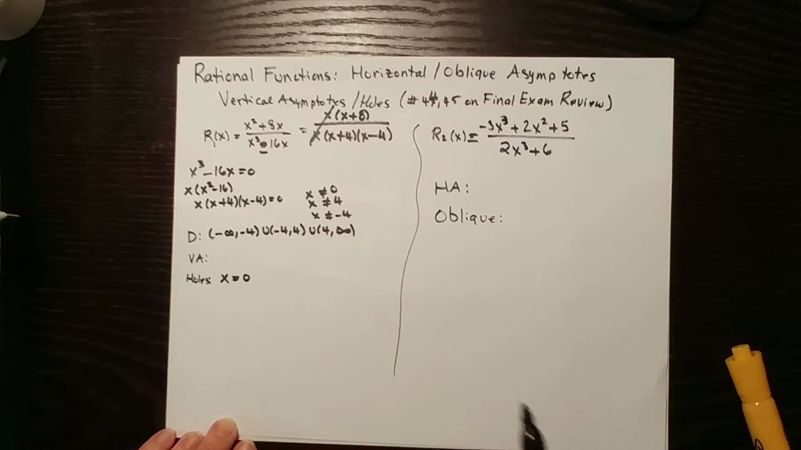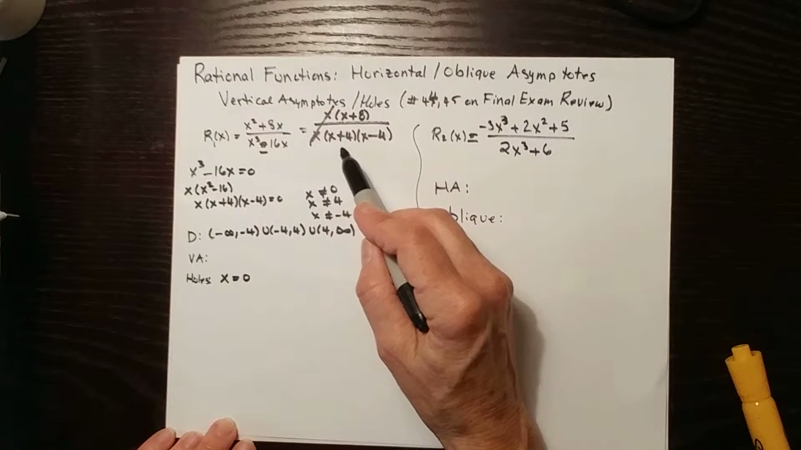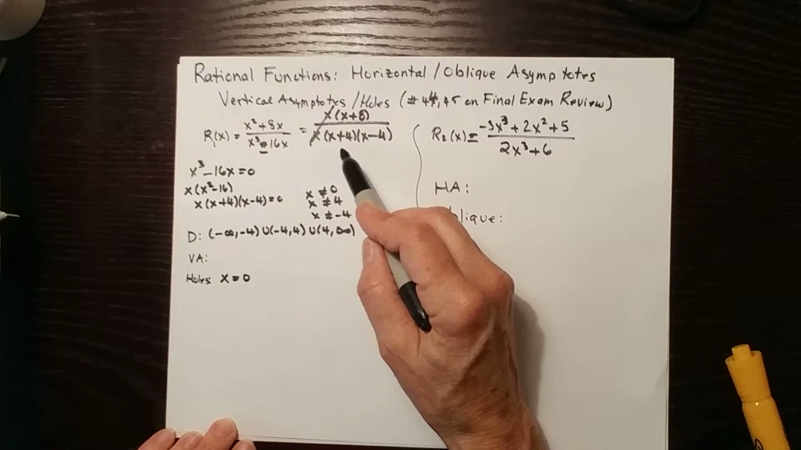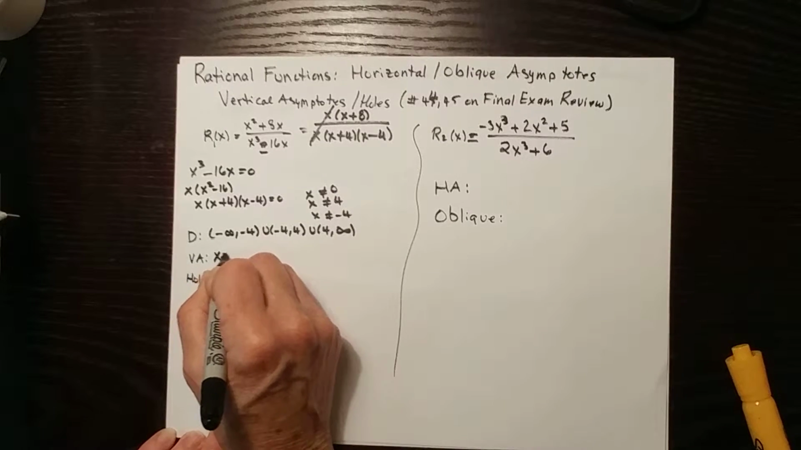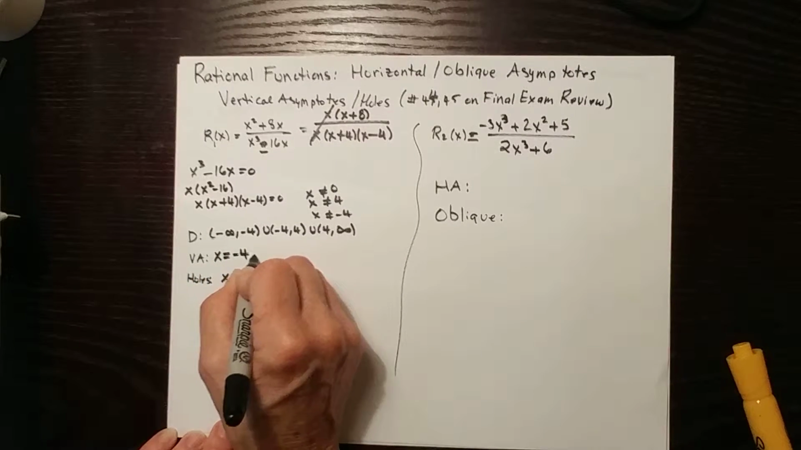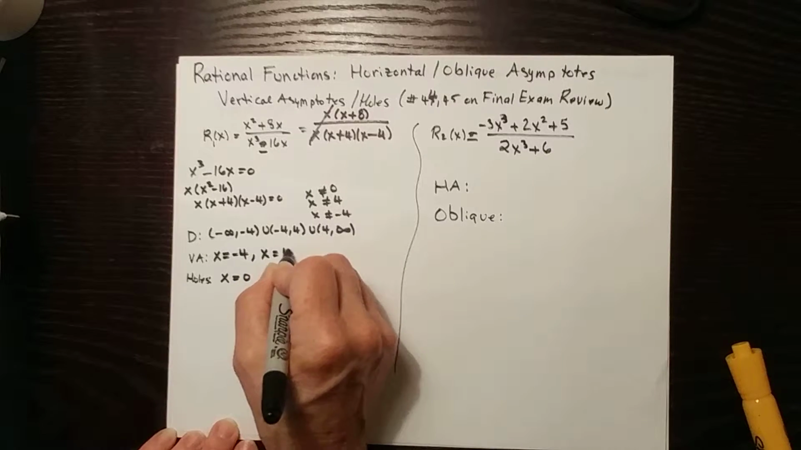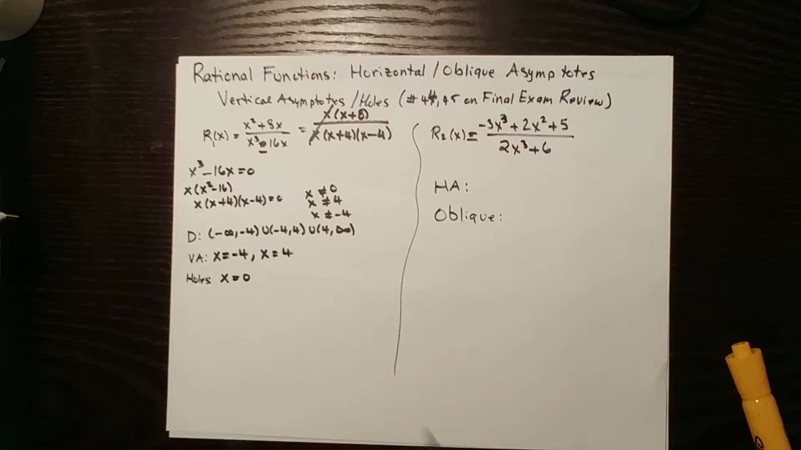The other two values that we did not discard are where you get your vertical asymptote. So this function has a vertical asymptote at x is equal to negative 4 and at x is equal to 4. Notice that I wrote the equations of the vertical asymptotes and the equation of the hole, and that is what you will be asked to do as well.